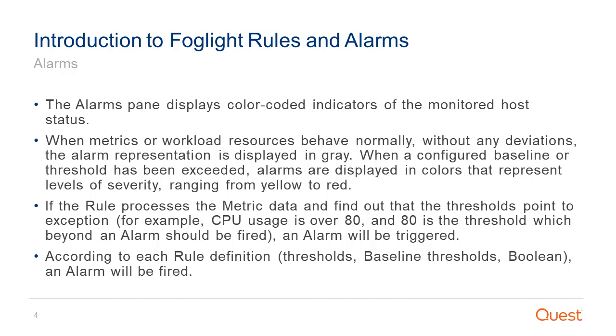If a rule processes the metric data and finds that the thresholds point to an exception, for example, the CPU usage is over 80, and 80 is the threshold set beyond which an alarm should be fired, then an alarm will be triggered. According to each of the rule definitions, thresholds, baseline thresholds, and Boolean values, an alarm will be fired.